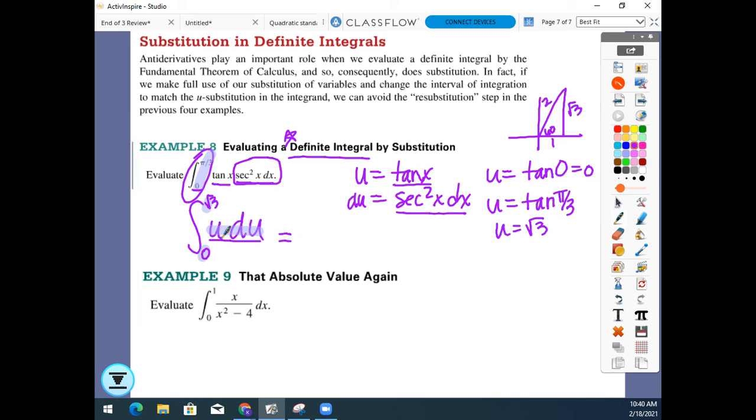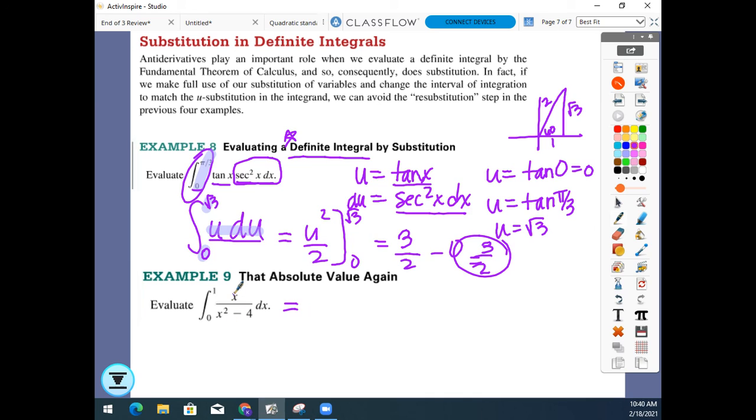So antiderivative of u is u squared over 2. We don't need the plus c because this is a definite integral from 0 to square root of 3. Plug in the top. Square root of 3 squared is 3 over 2 minus plug in the bottom, 0, which is 3/2. So the big thing is, if you see numbers, you just need to use the u numbers. Okay, last one.